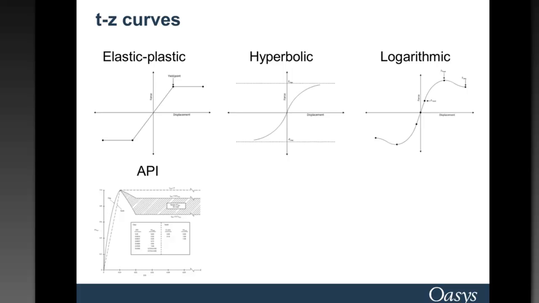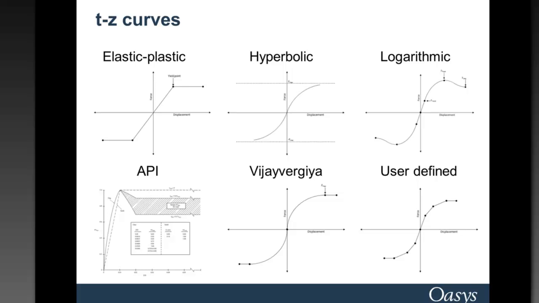Then the API curves, so the American Petroleum Institute have proposed some TZ curves in their guidance, and these are implemented into the program as well. So there's curves for clay and sand that just follow the relationship that's set out in the API. The fifth set of curves is based on a reference from Via Vergia, who proposed a parabolic function up to peak stress, followed by a perfectly plastic displacement post peak, and finally, if the previous curves aren't what you're looking for, then these are defined functions quite useful to input just the exact relationship that you want to follow.